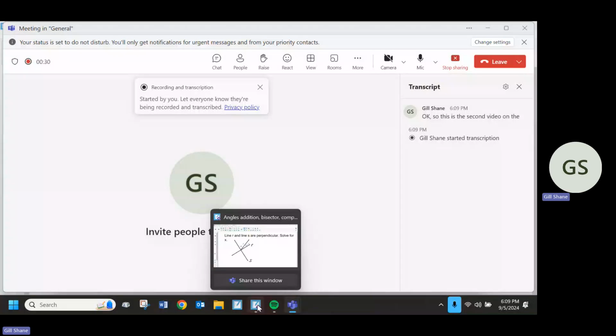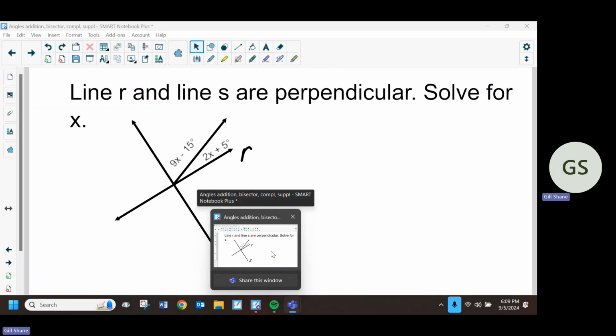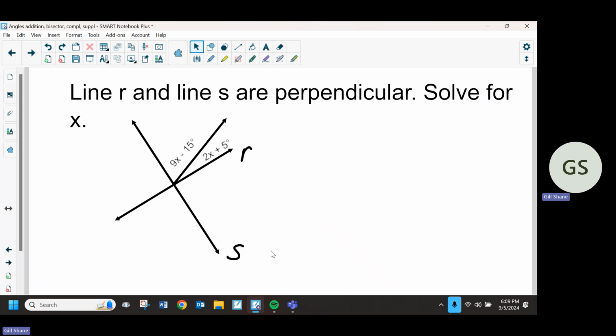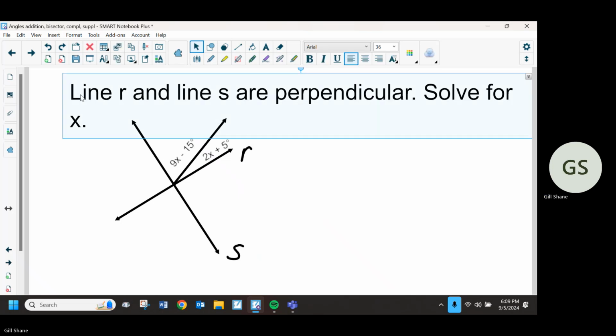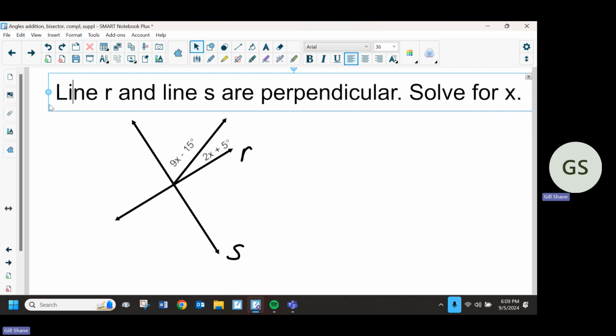Okay, so this is the second video on perpendicular lines and complementary angles, and I will probably just leave the other one up so it'll be a second example. So the problem, this is about the exit ticket on Friday, September 6th. The problem reads pretty similar to this: different line names, different numbers, all that kind of stuff, but something effective.